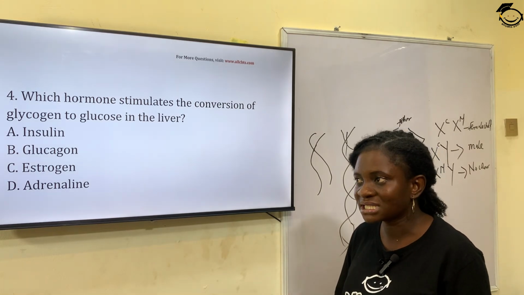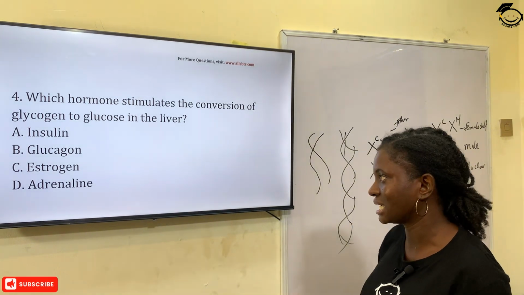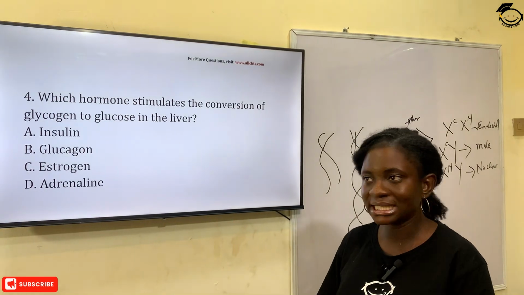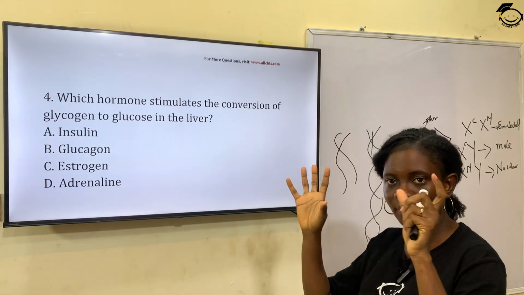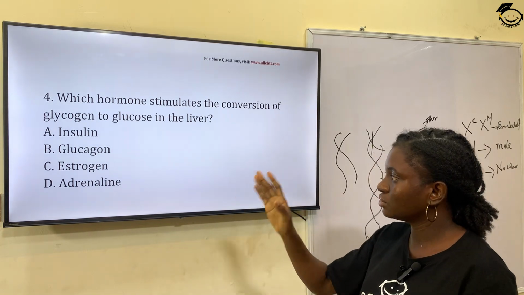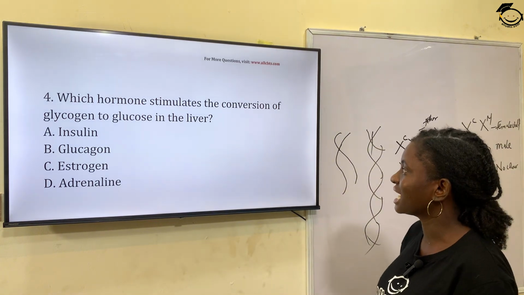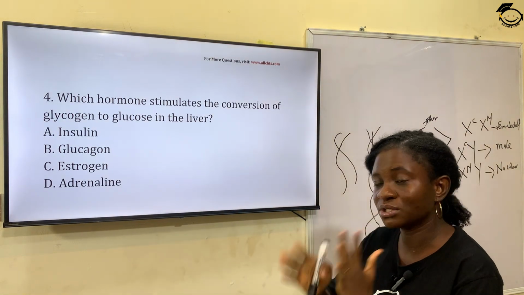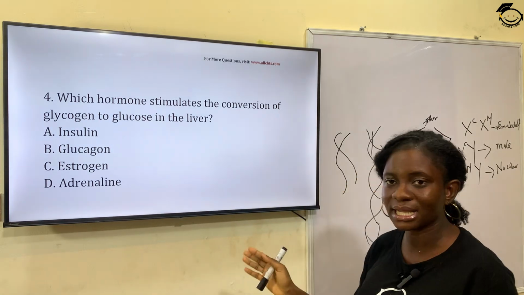That's why when you are fasting, although you still have some level of energy to carry out one or two tasks. So that's the work of the glucagon. So insulin is the opposite of glucagon. Insulin breaks down glucose, while glucagon converts glycogen to glucose. And the process is known as glycogenolysis, where glycogen is being broken down. So the correct answer here is glucagon.